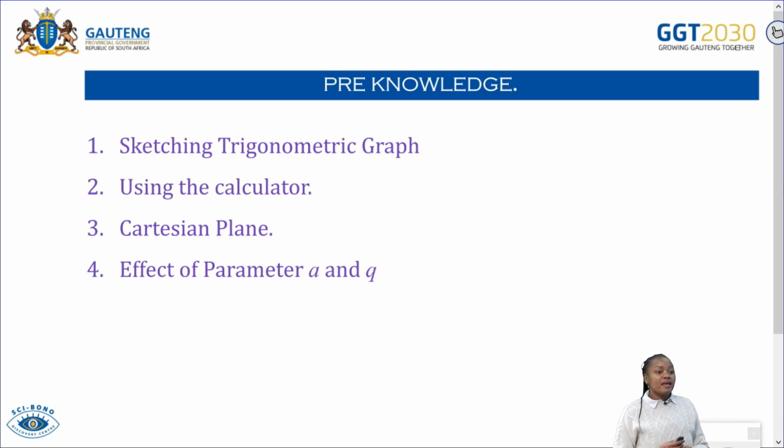You should know the effect of parameter A and parameter Q, which is what you have done in grade 10. Remember, in grade 10, we spoke about the parameter A, which is the change in the amplitude, and then the parameter Q, which shifts the graph vertically either up or down.